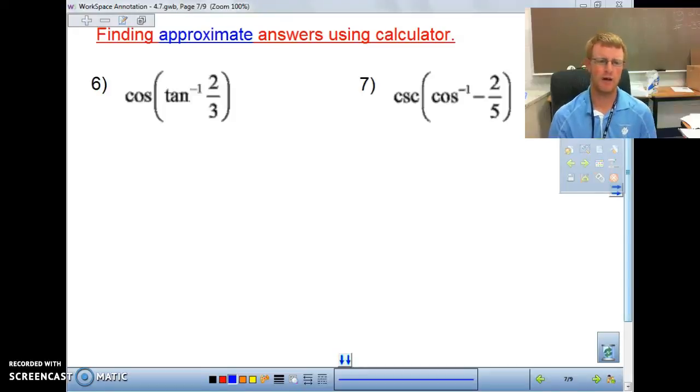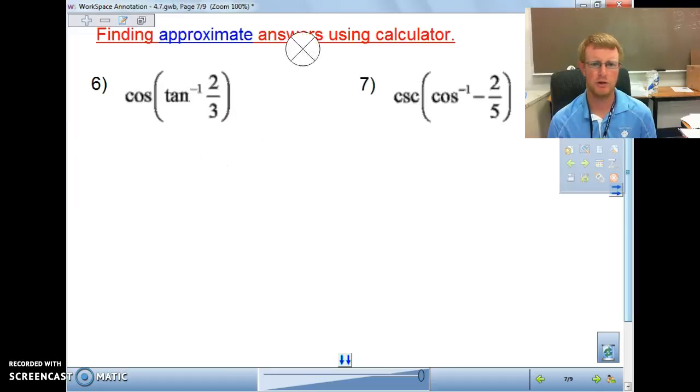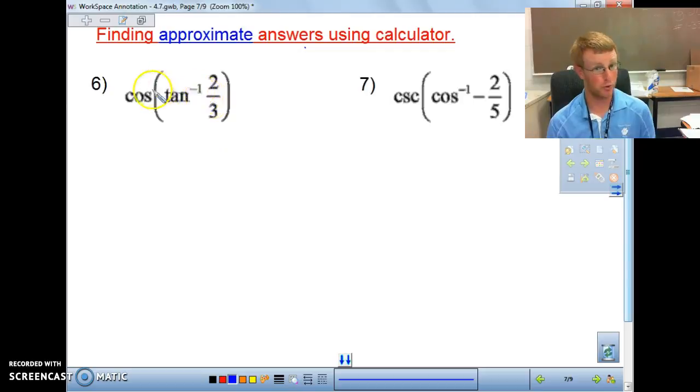Continuing on to the second part of this, we're now going to be using inverses to solve equations like this. Basically, we have a trig function of the inverse of a trig function. Keep in mind, when you take the inverse of a trig function, what you're really doing is figuring out what your theta is. So essentially we're going to be figuring out the cosine of theta.